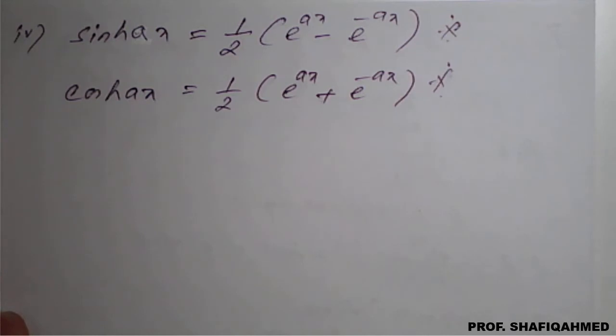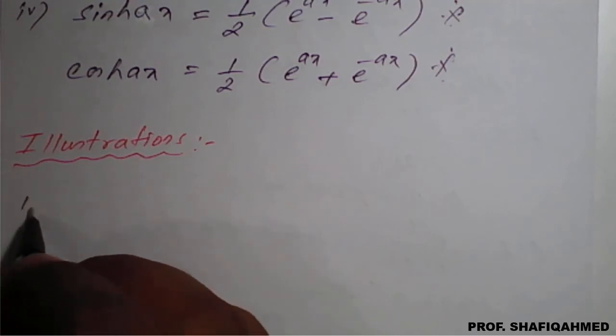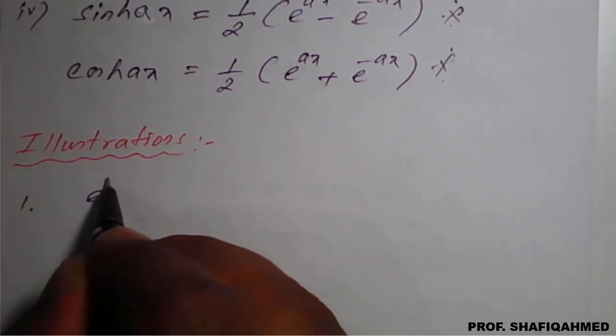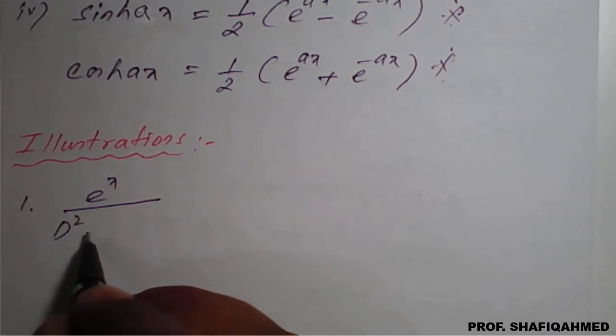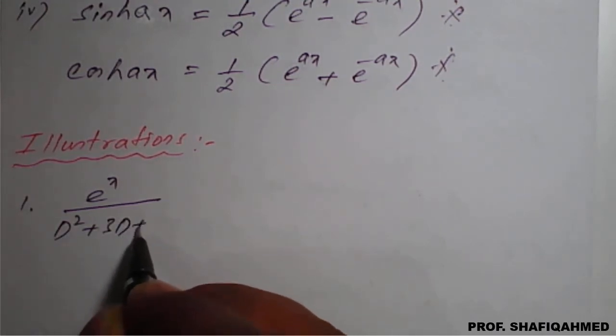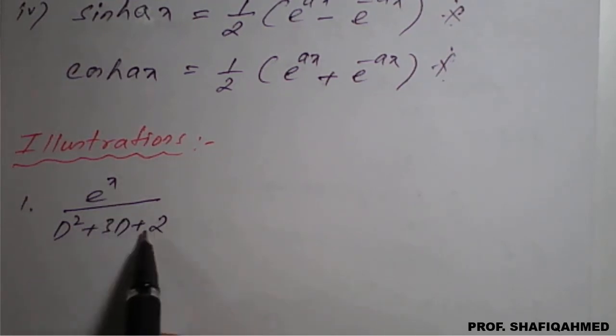So at that time we are going to use this. With the help of this, I just want to show one illustrative example of how to apply type number 1. We'll see how the example is going to work out. The first example I will take is e raised to x divided by d square plus 3d plus 2, that is phi of x divided by f of d form.